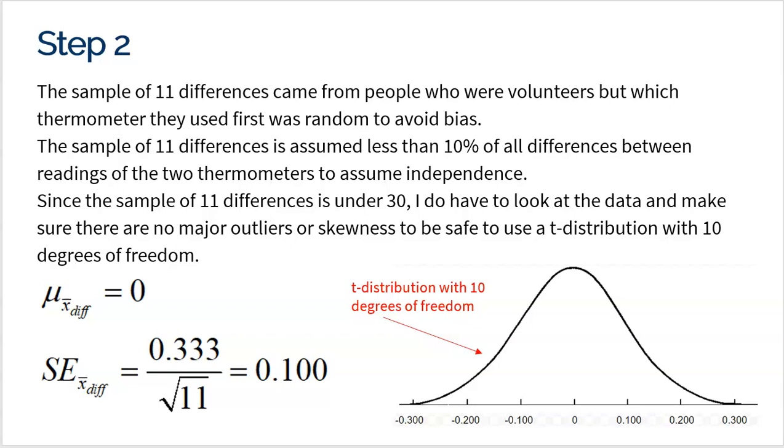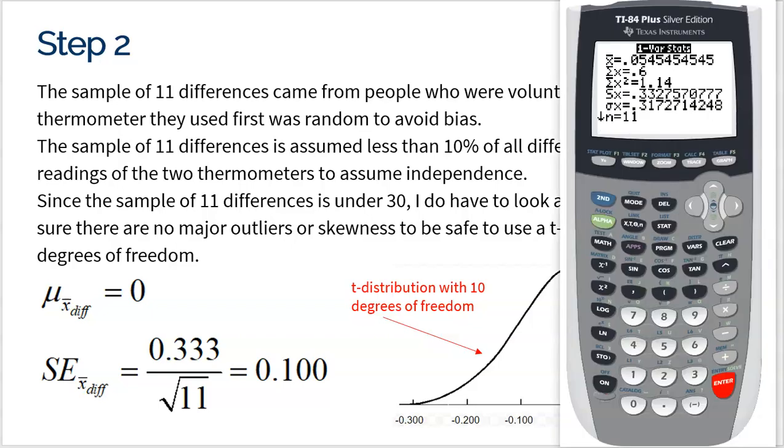The sample of 11 differences is assumed less than 10% of all differences between readings. I mean, there's millions of people out there that could have used the two thermometers. So I'm thinking 11 subjects that gave me 11 differences is going to be under 10% of all possible readings between these two thermometers. And now the sample of 11 differences is under 30. Uh-oh. So I do have to take a quick look at the data and make sure that there's no major outliers or skewness. This is important because this does happen quite often.